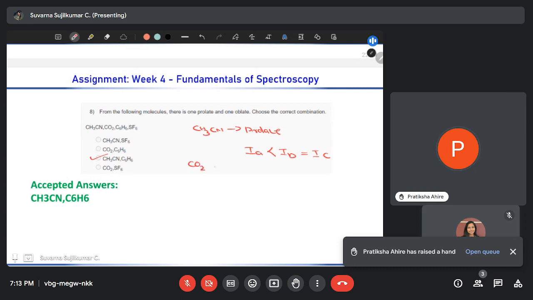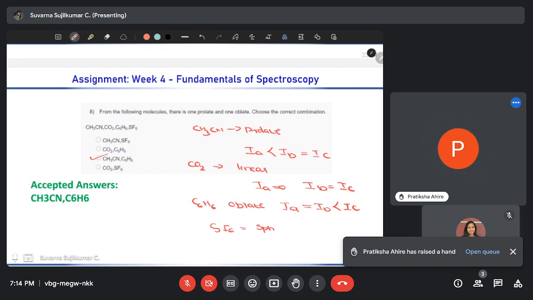And carbon dioxide is a linear rotor, right? For a linear rotor, we have IA equal to 0, followed by IB equal to IC. Correct. Nice. C6H6 benzene is an oblate, which is a subcategory of symmetric rotor, where IA equals IB, which is less than IC. And finally, SF6 is a spherical rotor, right?